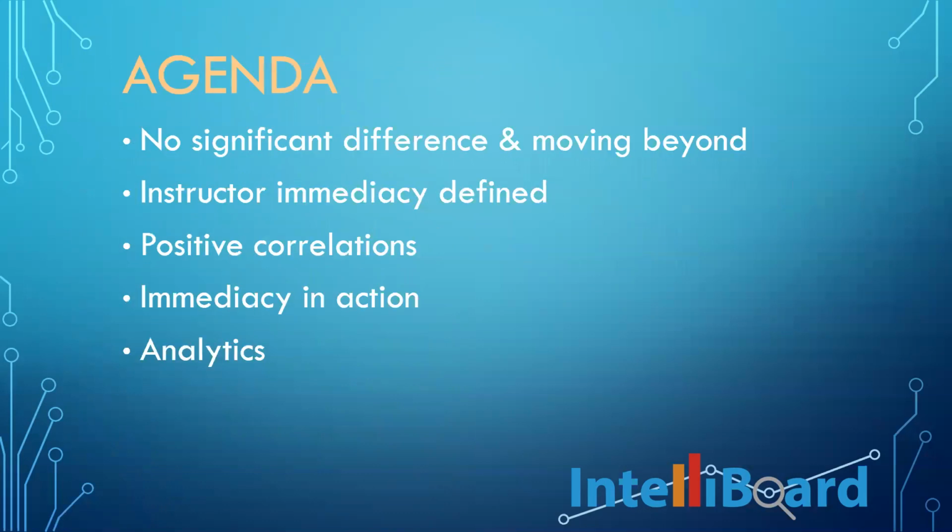So here's our agenda for today. We're going to talk about no significant difference and moving beyond. We'll obviously define instructor immediacy, and we'll talk about positive correlations associated with it. We're going to do immediacy in action, your primary takeaways from this, and then we're also going to talk about analytics as they are impacted, or as analytics can show instructor immediacy. So primarily we're going to be focusing our time together today on the instructor perspective, and we'll discuss the trending e-learning strategies that are currently available and how instructors can inform their choices inside of their e-learning classrooms to improve e-learning overall.